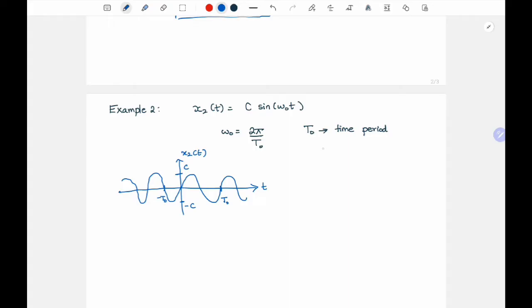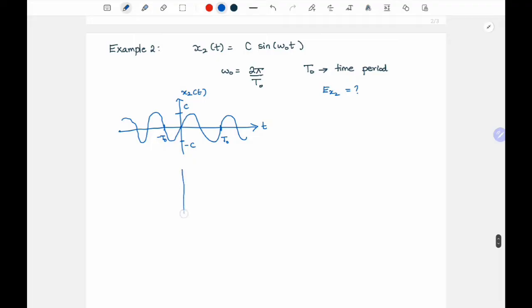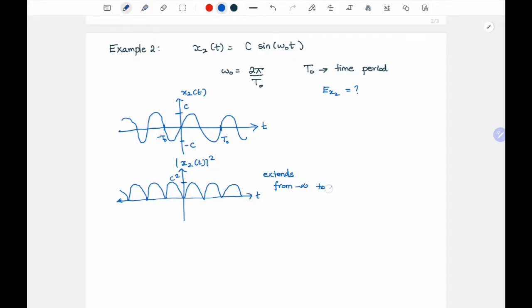So if you try to calculate the energy Ex2, what do you need to do? You need to find x square of t first. So x square of t, what will happen to that? You will get the same shape, but it will all be positive, right? So the amplitude will be c square max. But you can see it's all positive, and again this extends from minus infinity to infinity.